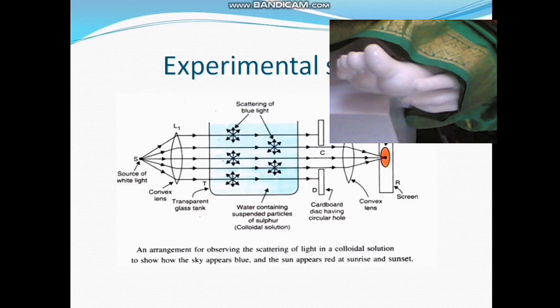Look at the screen. You have a source of white light which is allowed to pass through a lens L1, and you have a transparent glass tank. The light is again allowed to pass through a cardboard disc. Again it travels through a convex lens L2 and is finally captured using the screen.